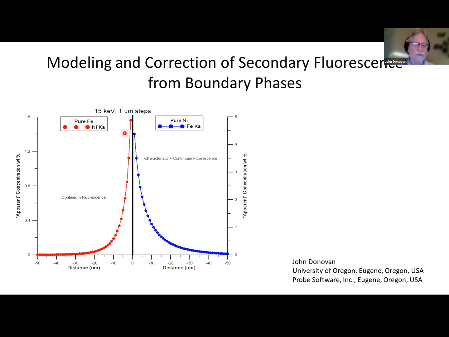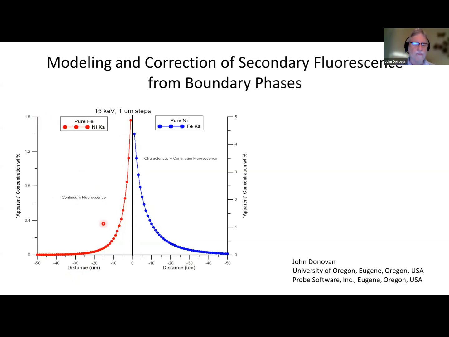So here's our pure iron measuring nickel, and pure nickel measuring iron. Here's our boundary right here, and this is the distance away from the boundary. And so what you're seeing here is that in almost all cases, you have a continuum fluorescence that occurs. And here we're seeing a 1.6 weight% artifact.